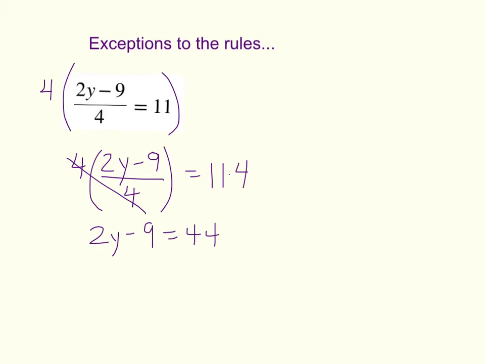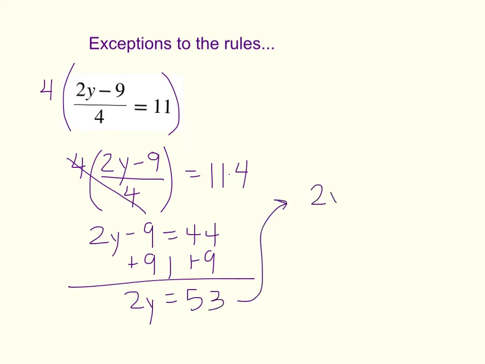So from here, it's just like the other two-step equations. Reverse my subtraction, add 9. 2y equals 53. I'm going to give myself more space. 2y is equal to 53. Divide each side by 2. y is equal to 53 halves. You're going to leave it that way, and that's all right.